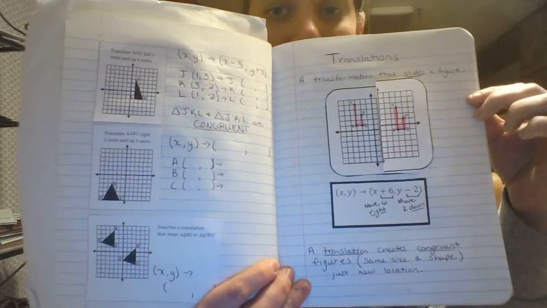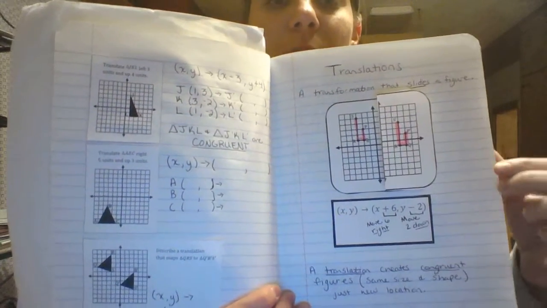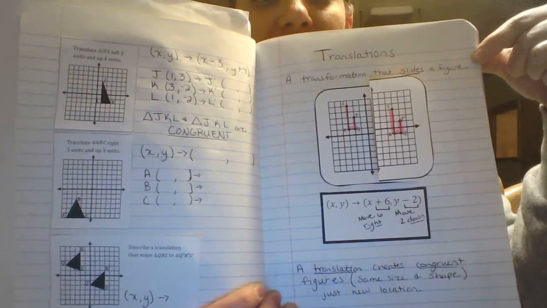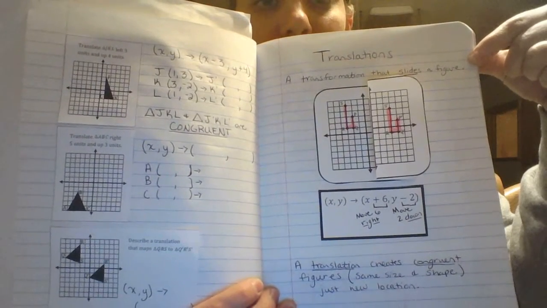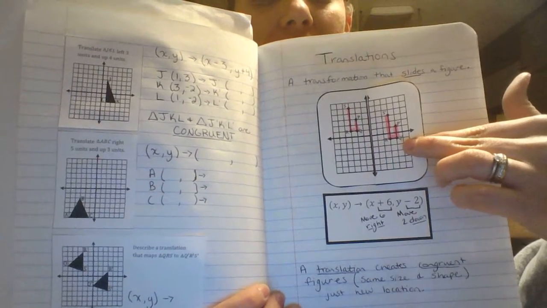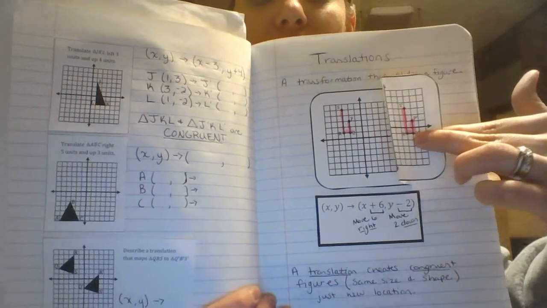look like this. So I'm going to hold this book in front of here so that you can see it, and I'm going to point things out as we go. So the first thing we have on here is a definition. A translation is a slide of a figure. Now, this right here, I should have showed you how to fold it in class. So we've got it folded.